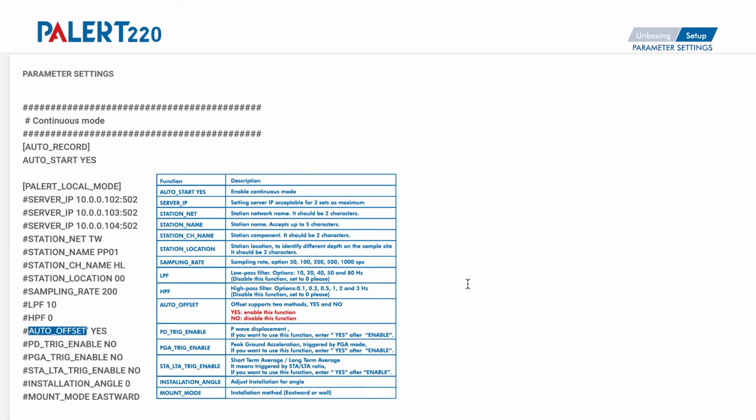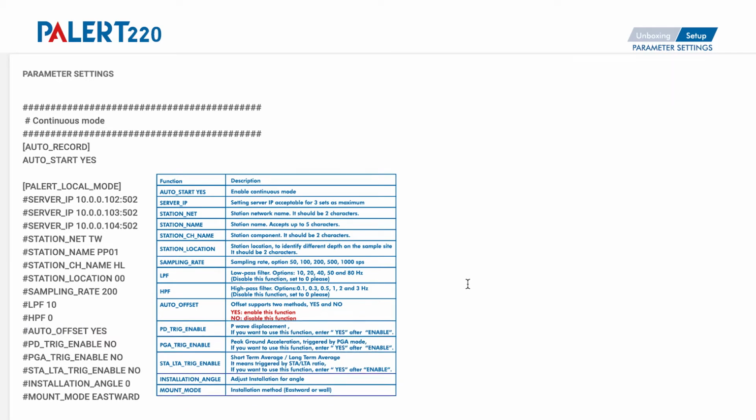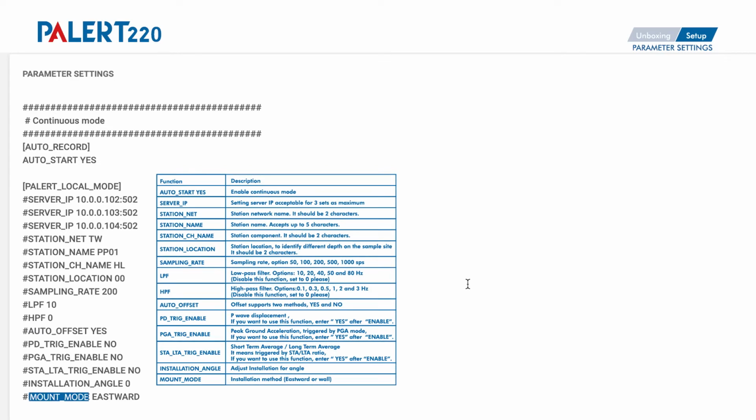Auto offset is the offset setting. Our default is yes. There are 2 modes that can be selected: yes, enable this function; no, disable this function. Mount mode is the installation method. We support eastward, which is the ground or wall.